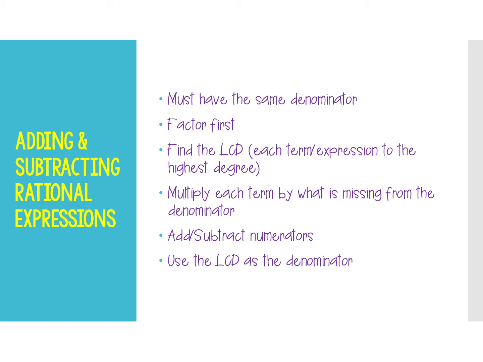Then you're going to find the LCD of each term, and you're going to raise it to the highest degree. Then what we're going to be doing is multiplying each term by what's missing from the denominator. Then we'll add and subtract the numerators, and then we'll use the LCD as the denominator. And you're going to see what all these steps mean on the next slide. So let's just do examples now.